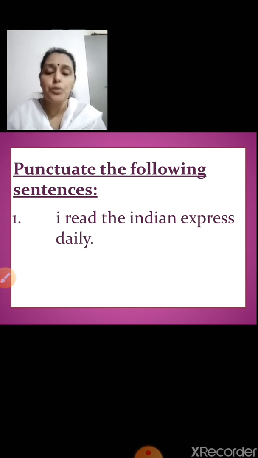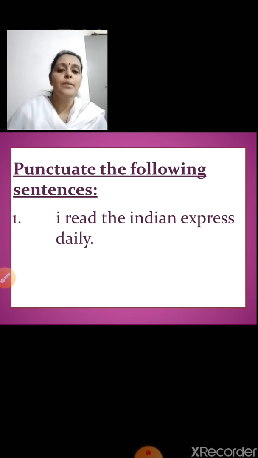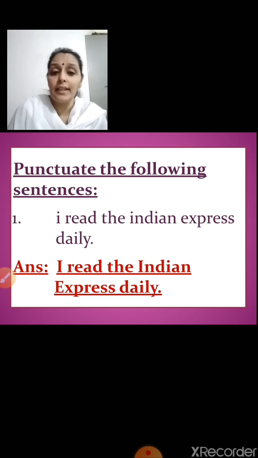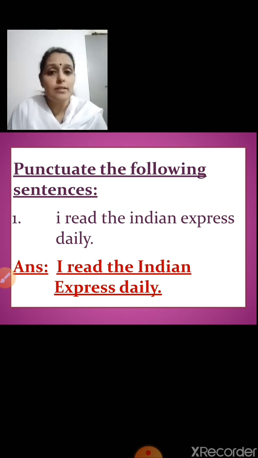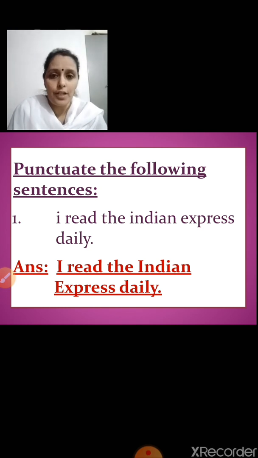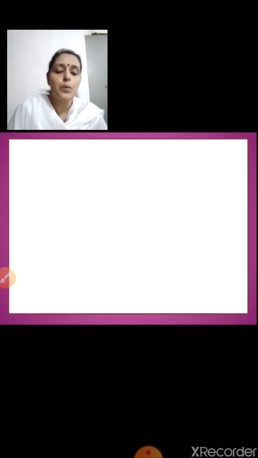So there are only two changes I have to make. I have to write I capital for the beginning of the sentence. Then Indian I has to be capital and Express E has to be capital, right? So let's write it. I read the Indian Express daily, right? So I have written I, the beginning of a sentence, capital. Indian Express, I capital and E capital. Okay children, understood? Now let's see the next one.